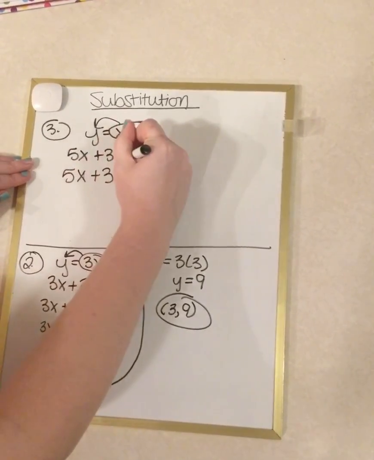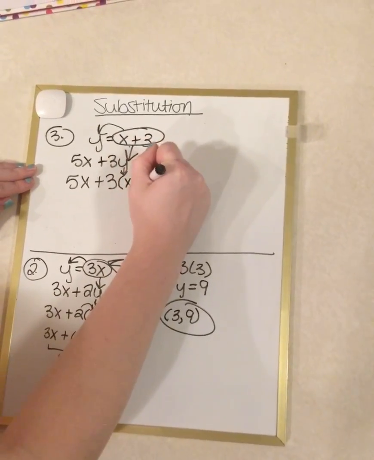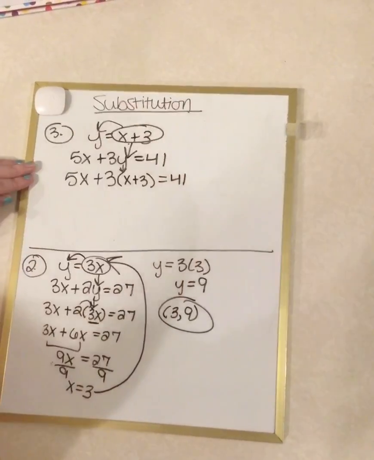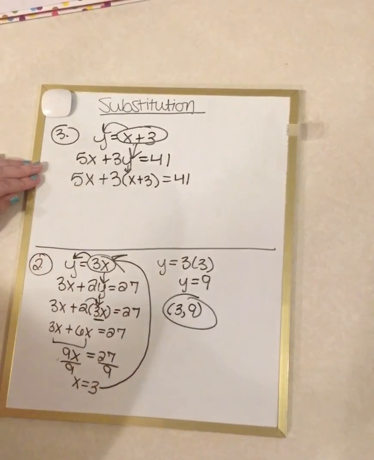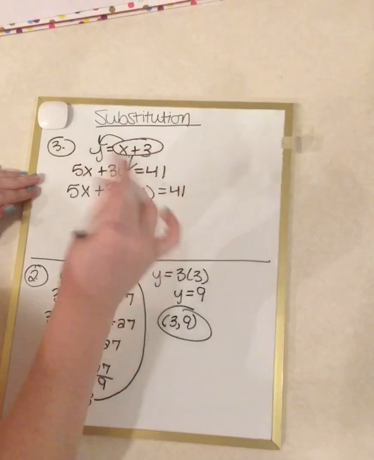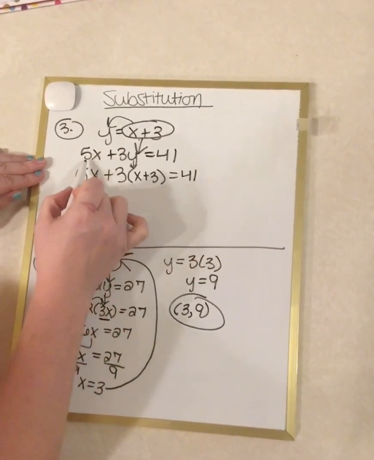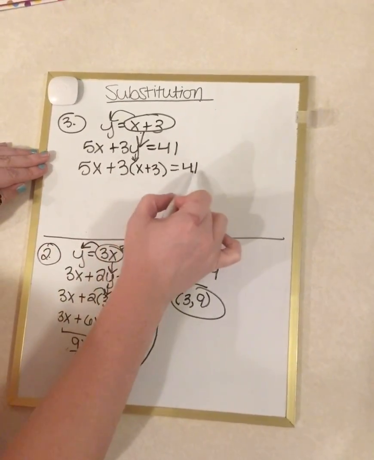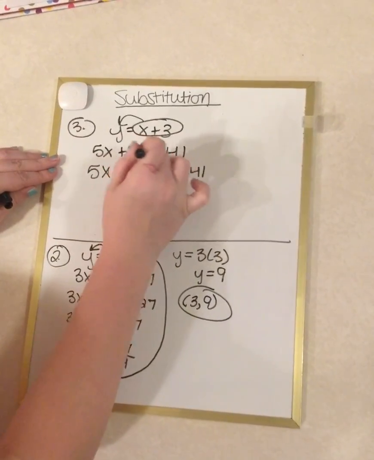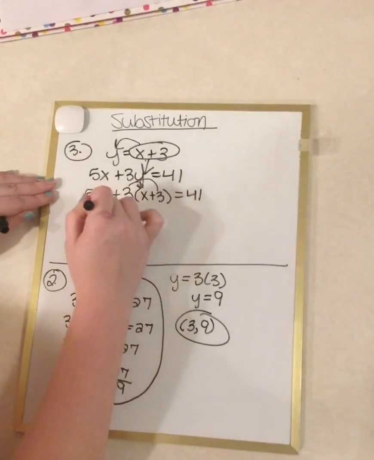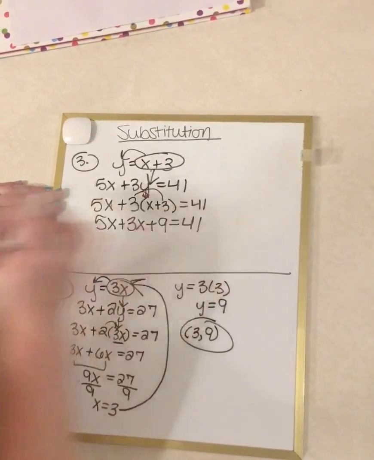5x plus 3, okay, there's my y, plugging in with parentheses that entire x plus 3, equals 41. Just because you're plugging in more stuff does not mean that the process changes. It looks a little yuckier, but the process still remains the same. So once you've plugged in, 5x plus 3 is still there, equals 41 is still there. The only thing that's different is y is now x plus 3. Now we can go ahead and distribute. So we'll have 5x plus 3x plus 9 equals 41.